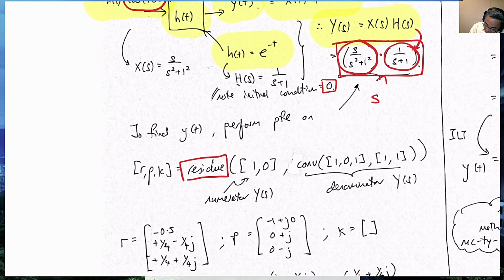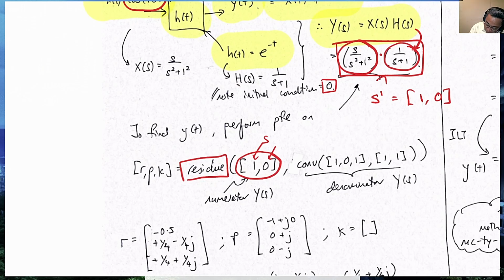How to get this answer: we have the numerator, which is s, and s is order 1, so we represent it by a vector 1, 0. This is the numerator of Y of s. 1, 0 represents s, saying that at power 1 the coefficient is 1, and at power 0 the coefficient is 0.